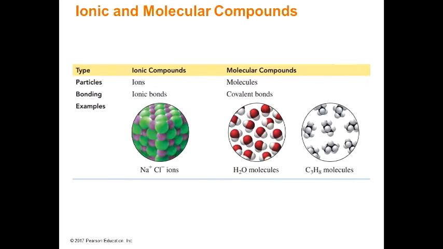And actually group 1 and group 2, let's just expand it and say with 16 and 17. For this class, don't second guess it. It's going to be ionic. So group 1 and 2 with something from 16 and 17, it's going to be an ionic compound.